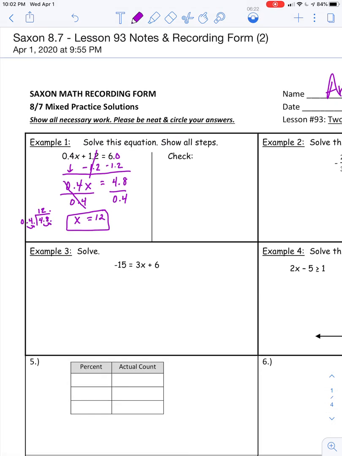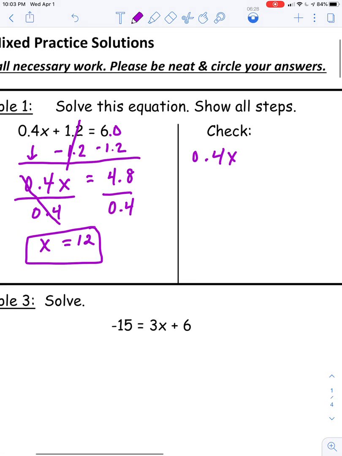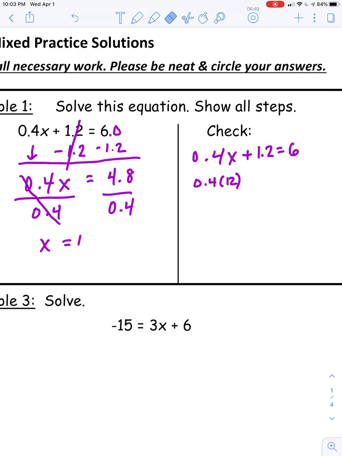Now I'm going to check that because that would be the smart thing to do. So how do I check it? I'm going to put my original equation here, and we're going to substitute in what we said x is equal to. Hopefully it will in fact work out. So we're going to do 0.4 times x, which is 12, the value we said over here, plus 1.2 equals 6.